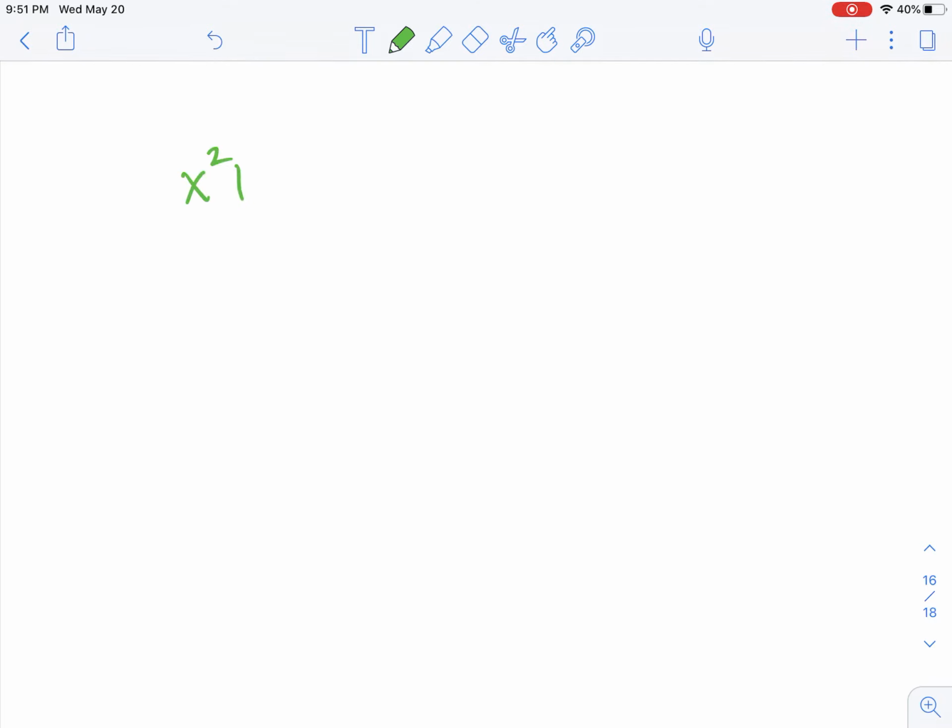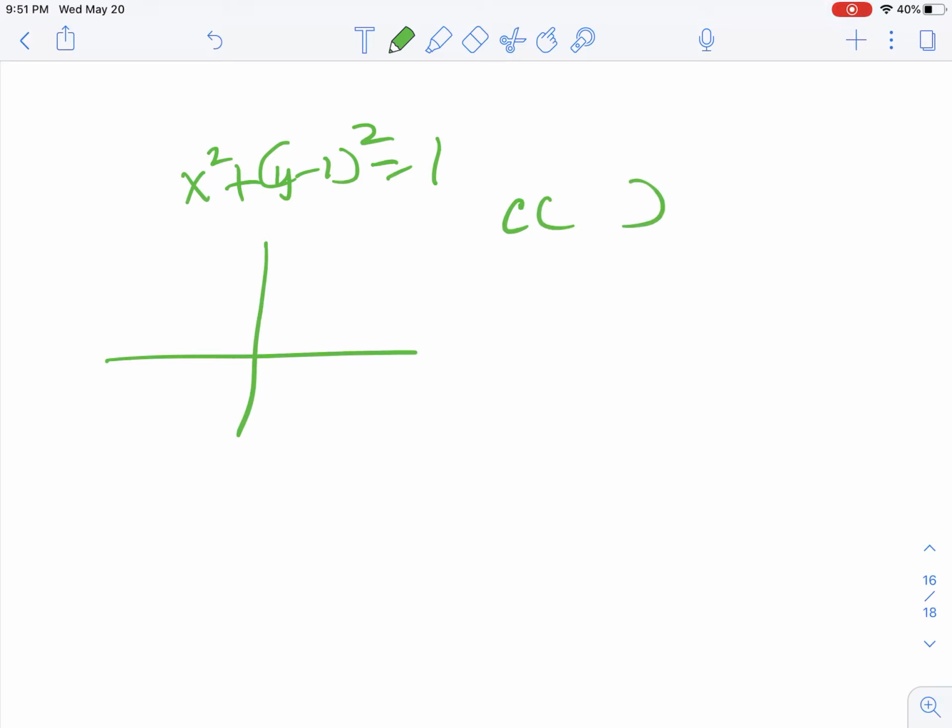All right, so what we just did was we had x squared plus y minus 1 squared equals 1. If we think about what we just learned, this is a circle because the x and y are both squared and they have a 1 coefficient. The x hasn't been moved over at all, and the y would go up 1. So it has a center at 0, 1, and a radius of 1. And so we would get this picture.